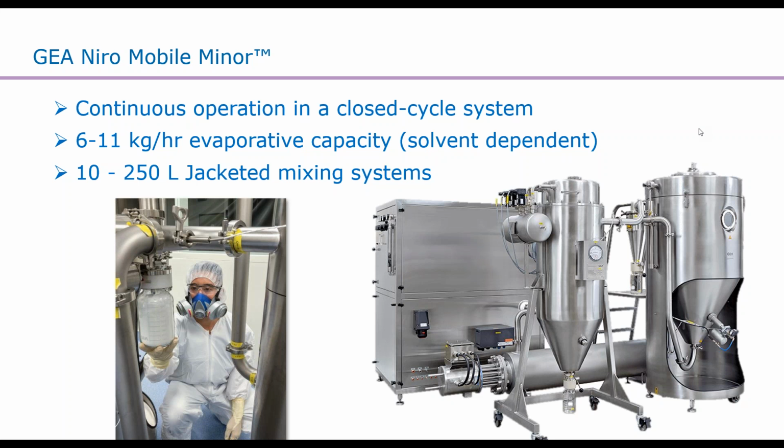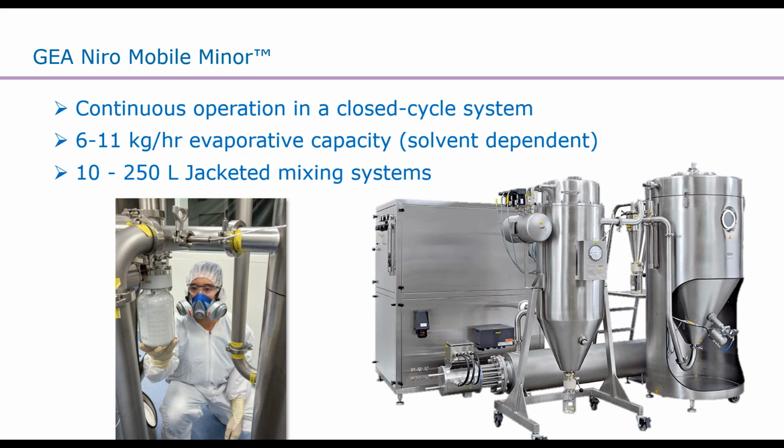The equipment most frequently used at pilot scale is the GEA Nyro Mobile Miner, or PSD-1, which are used at Catalent in San Diego and Nottingham. This spray dryer operates continuously in a closed-loop system. To do this, it has automated butterfly valves, which allow the collection of product while the machine continues to run.